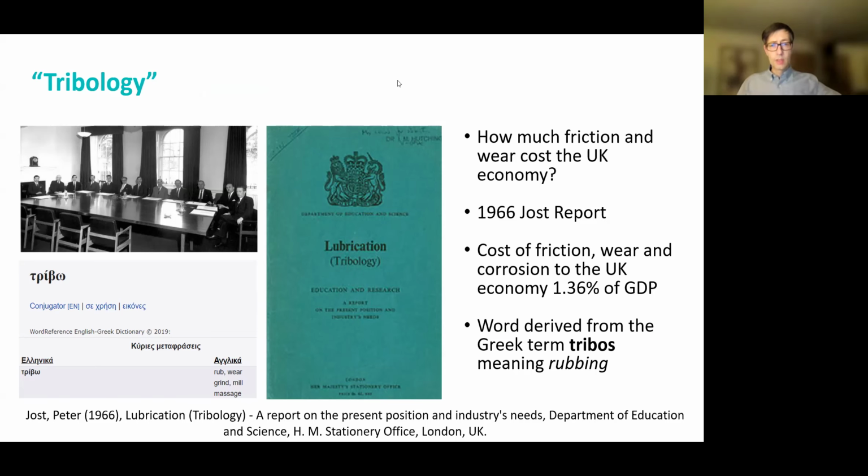So really, really significant number, a number that government surely was interested in. But as a part of that working group and part of that report, the group realized that there is not really good definition of all the processes around friction, around surface damage, around wear. And as a part of that work, they defined the word tribology. And as explained on our first slide, they derived that definition from the Greek term tribos, meaning rubbing. So really, the modern tribology, in a sense, is a very, very young discipline.